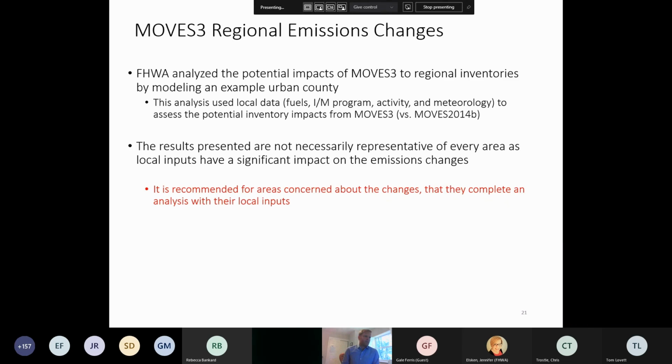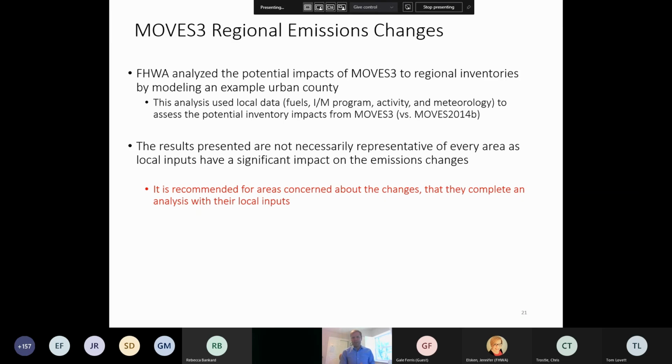Now, some important caveats. This is just one urban scenario. This is not representative of every area of the country. This is just representative of this one county, which we did use local information. So this is a good example of a local analysis. But there are so many sensitivities in MOVES that local inputs matter a lot. So if you were to do the same analysis for your area, you may definitely see different trends.